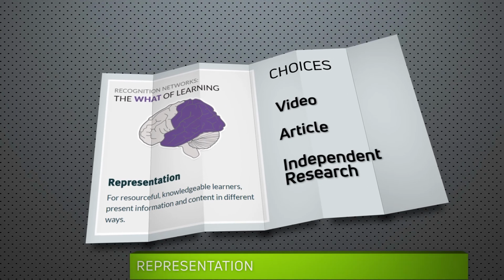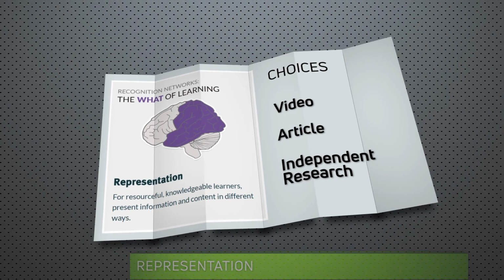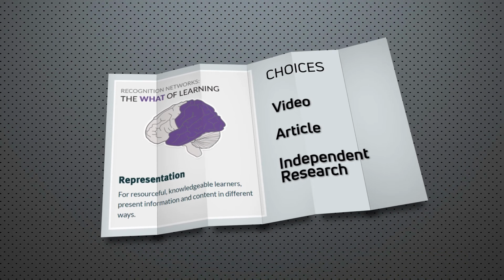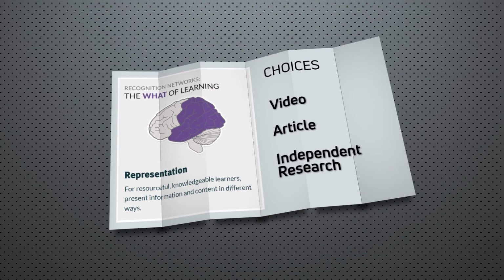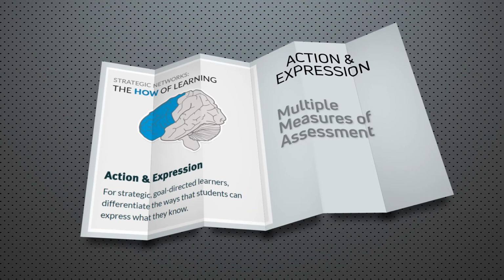Representation refers to how we present information to students. In the diverse classroom, it is important for students to access content in various ways. For example, students might have the option to watch a video, read an article, or independently conduct their own research to learn about a particular concept.